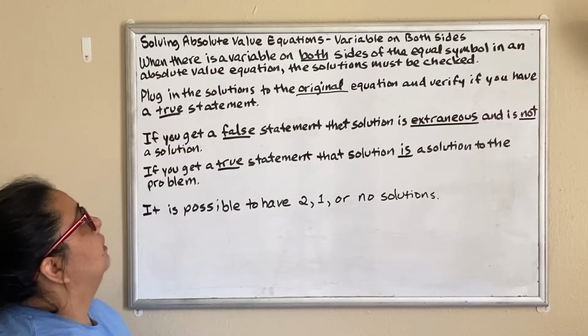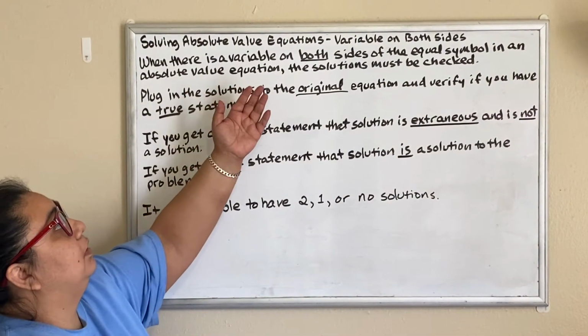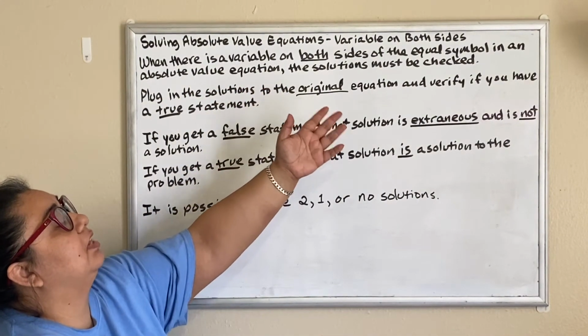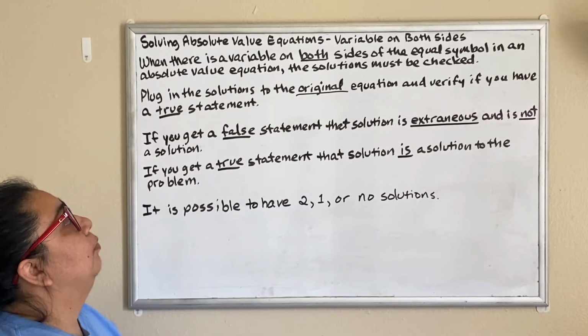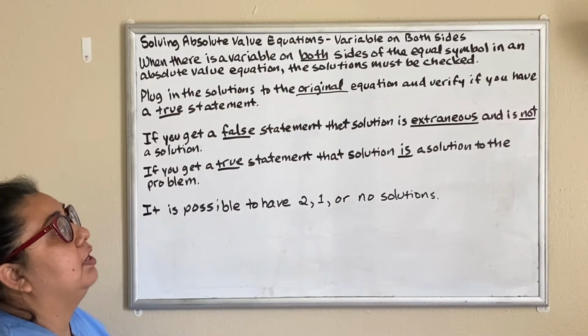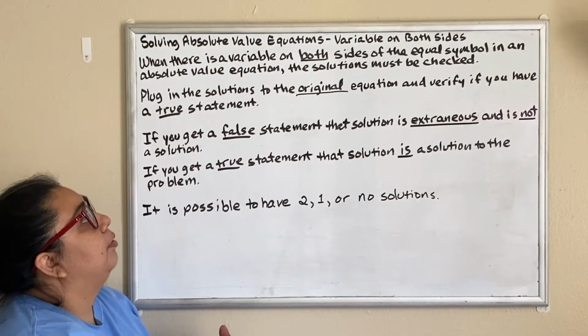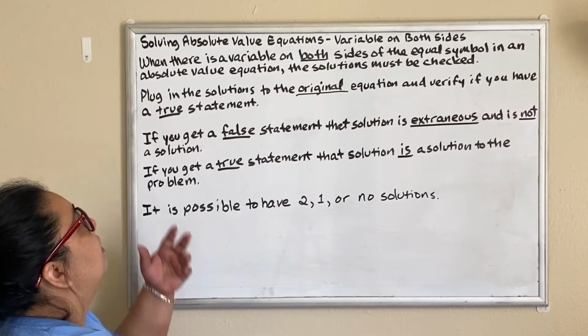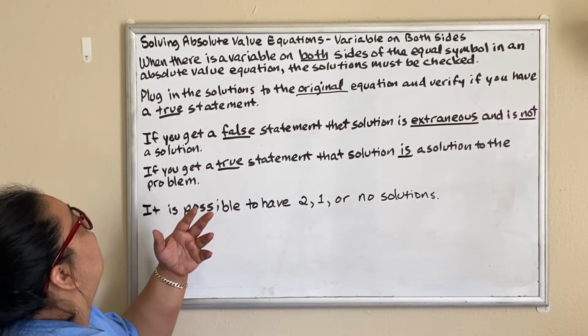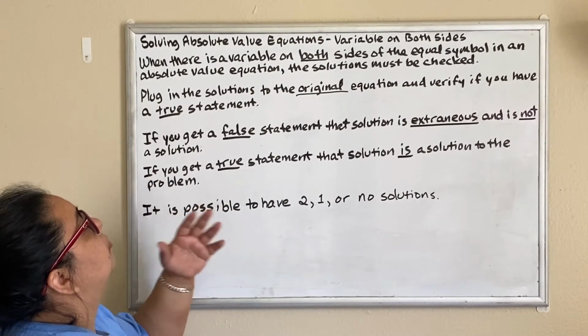Everyone. Today's topic is going to be solving absolute value equations with the variable on both sides of the equal sign. So we're going to continue our topic on solving absolute value equations. So a few things you need to know when you have a variable on both sides of the equal sign. If there's a variable on both sides, then the solutions must be checked.